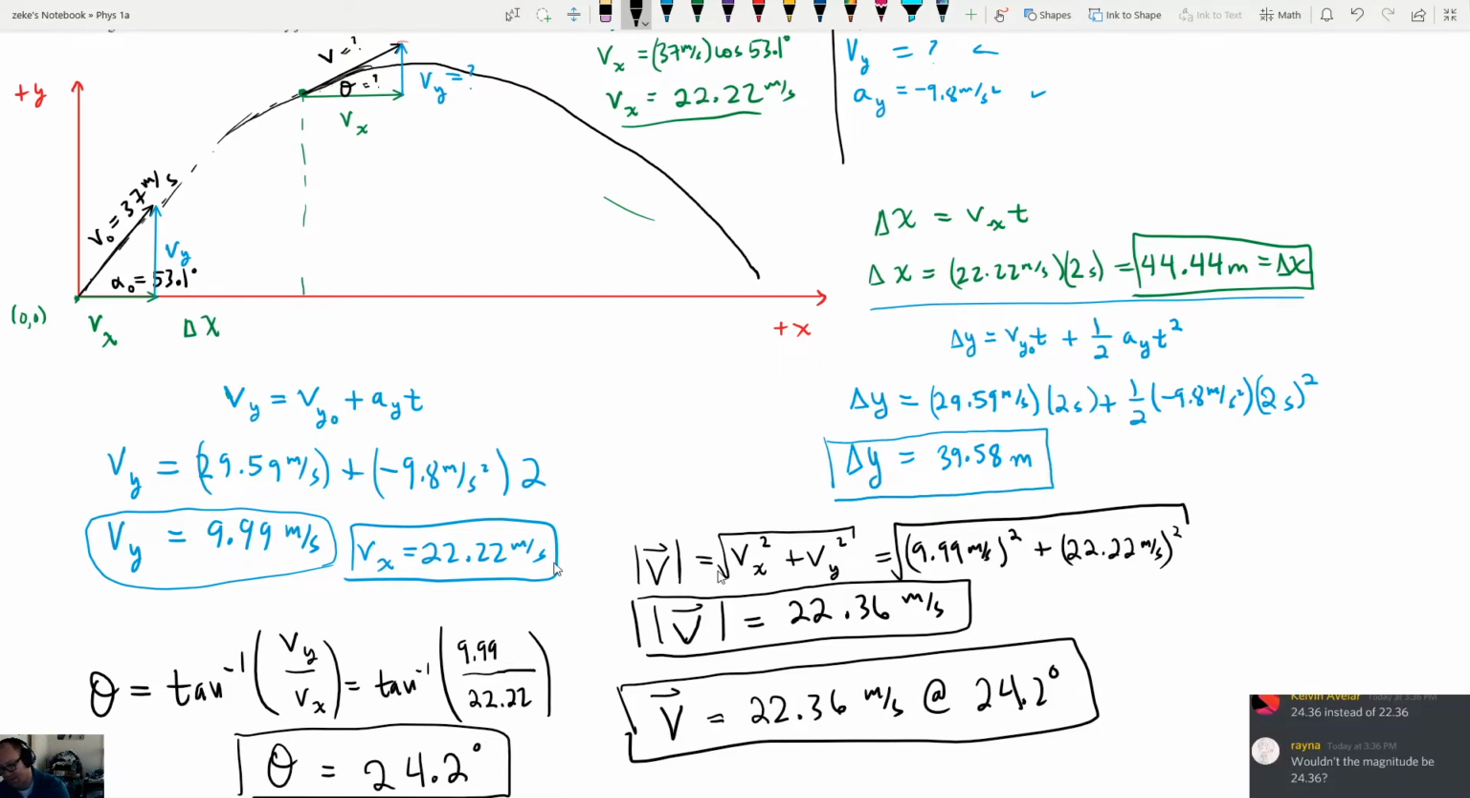Oh, the velocity. I didn't write it down right, did I? Why did I write a 2 right there? I don't know. But I did. That is a 4. I apologize for that.